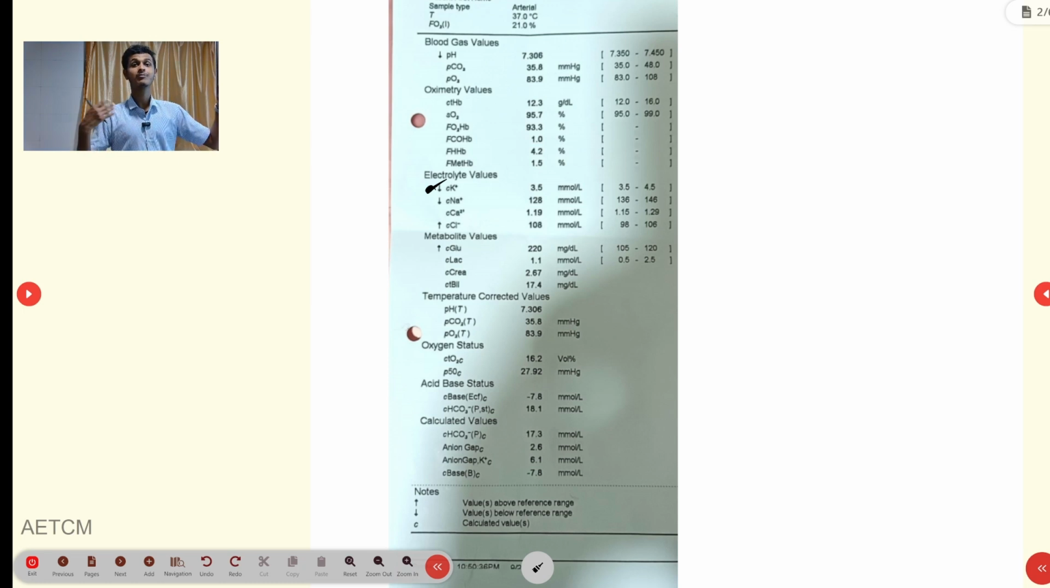Calcium, you can also get hypercalcemia as one of the causes. But here the calcium level is 1.19. That is also normal. And then you can check your magnesium level. The person's magnesium level is 2.1. So that is also normal.